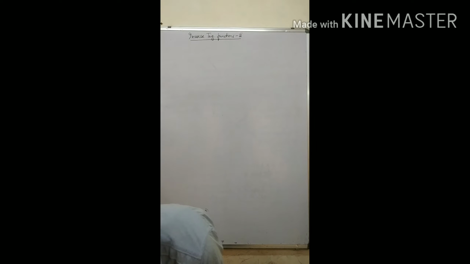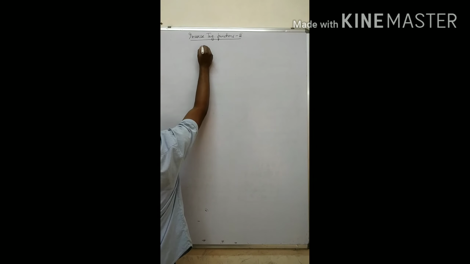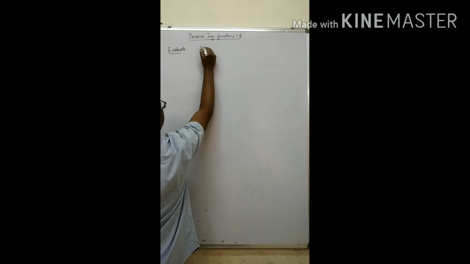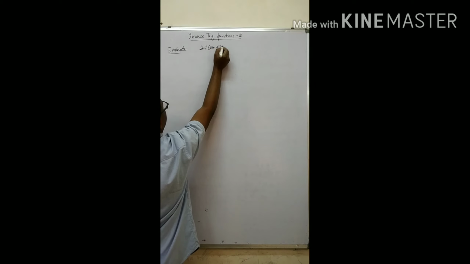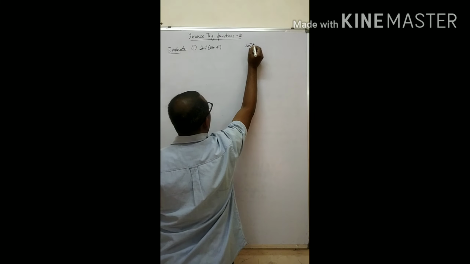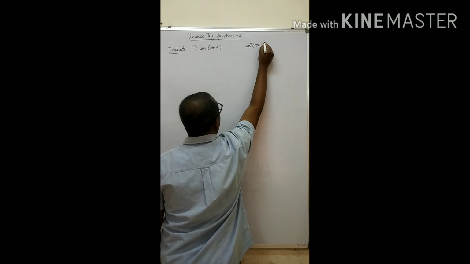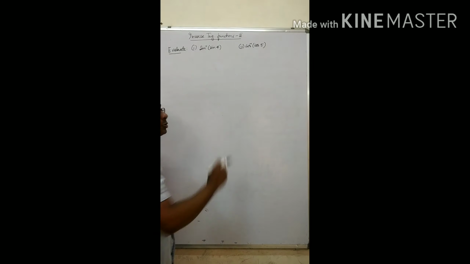Let me start with: evaluate sine inverse of sine 4, and cos inverse of cos 5. You have to find out the values of these two.